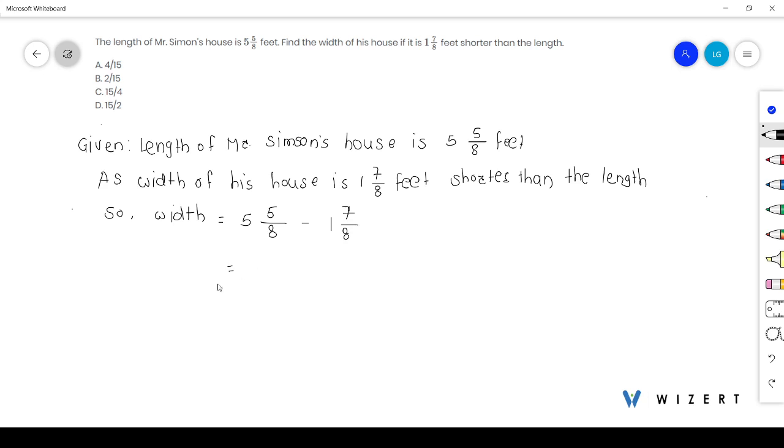Now to find this, firstly convert this 5 5/8 and 1 7/8 into improper fractions. So 5 5/8 equals 8 5s are 40 plus 5, that is 45 by 8, and 1 7/8 is 8 1s are 8 plus 7, so it is 15 by 8.